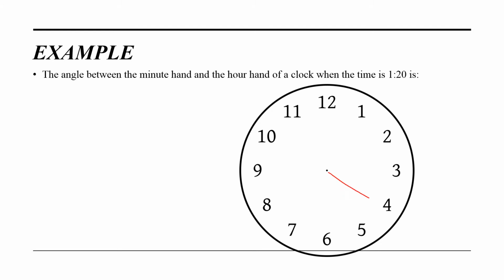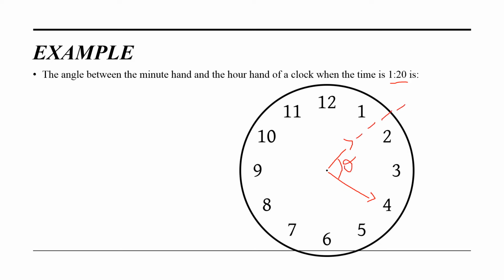And the hour hand does not point exactly towards 1, because at 1 o'clock the hour hand points exactly towards 1, but here the time is 1:20. So the hour hand does not point exactly towards 1. It is somewhere between 1 and 2. You have to find this angle.